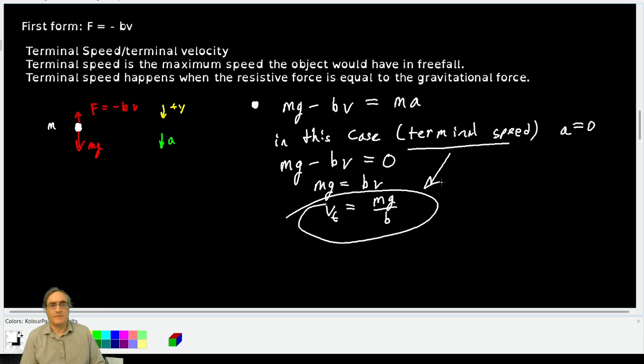Okay, once you hit that speed, the force acting downward on you due to gravity will be exactly counterbalanced by the force acting on you due to the medium that you're squeezing your way through, and you'll stop accelerating. You won't go any faster at that point.